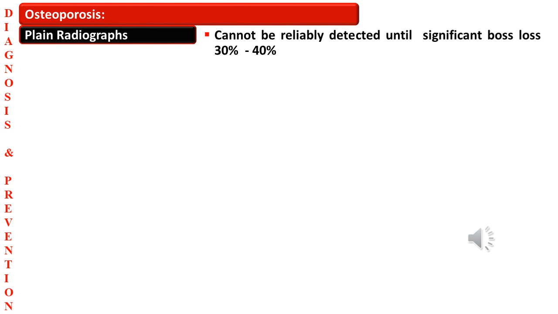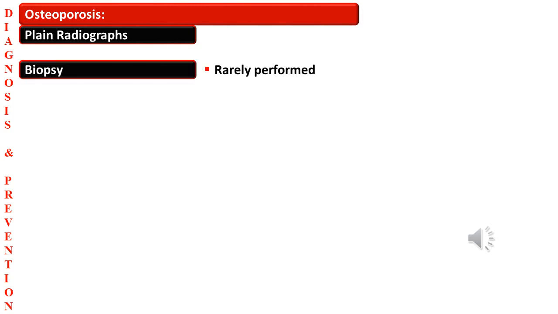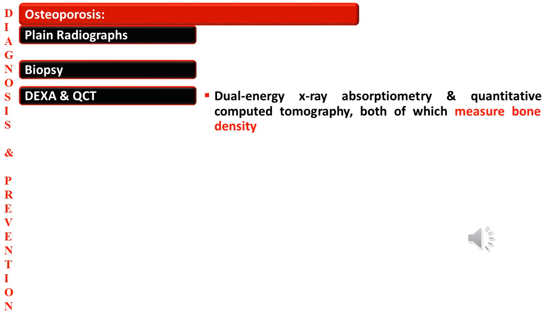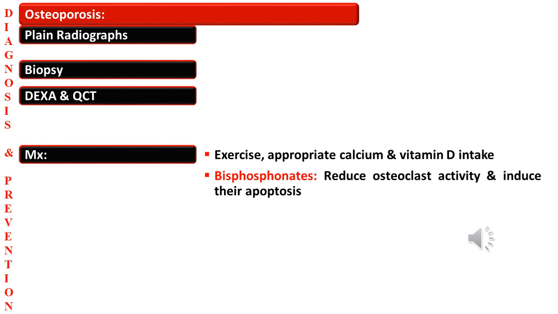Plain radiographs for the diagnosis of osteoporosis are not useful because they cannot reliably detect it until significant bone loss, up to 30 to 40%, has already occurred. Biopsy of the bone is rarely performed these days. DEXA, that is dual energy X-ray absorptiometry, and quantitative computed tomography both measure bone density, hence these are useful in the diagnosis of osteoporosis.